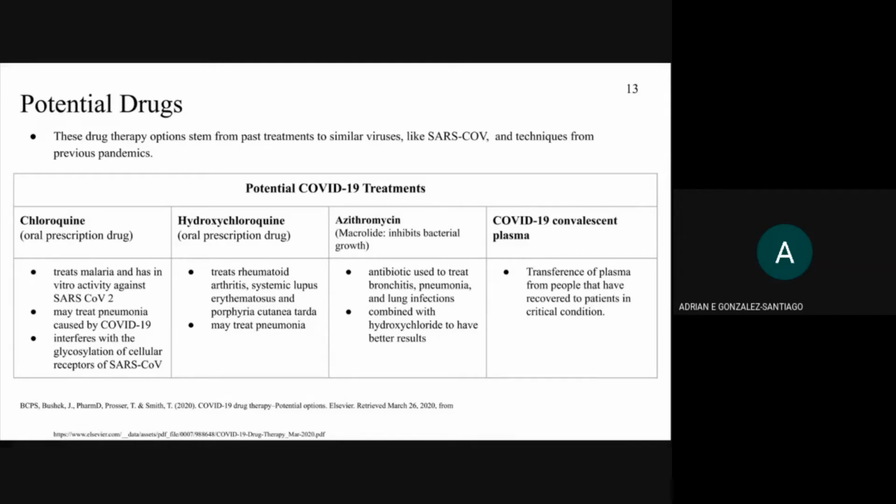And one of the last possible treatments that have been found is a transference of plasma from people that have recovered from the COVID-19 disease, because it is thought that those people that survived might have made antibodies, which could then be transferred into other people through this transference of blood, in other words.